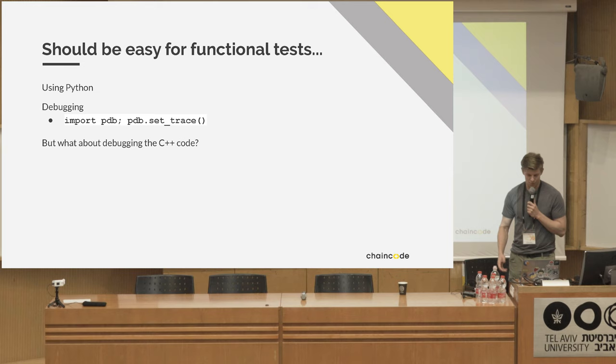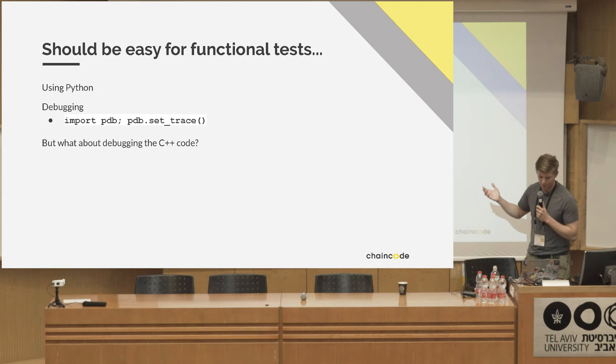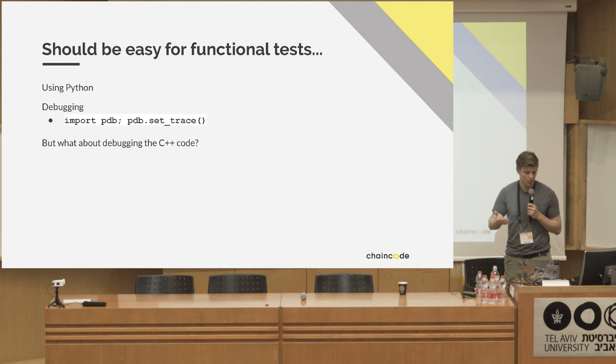So for functional tests, the logging was, at least to my mind, the easiest. Then this is also probably going to be very simple. Running a functional test and then running a debugger is pretty simple. You use PDB. That is basically the same as GDB, but working for Python. So you put this import pdb and then pdb.set_trace() into the code, and it's going to stop there.